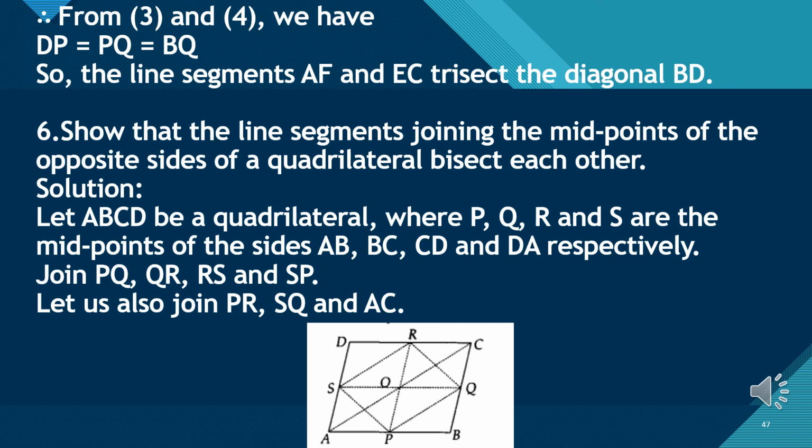Solution, part 1. In triangle ACD, S is the midpoint of AD and R is the midpoint of CD. SR equals half of AC and SR is parallel to AC. Equation number 3, by the midpoint theorem.